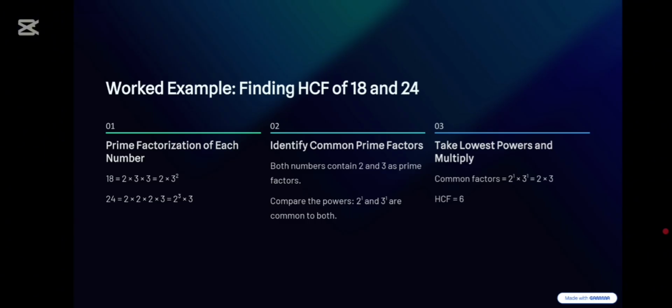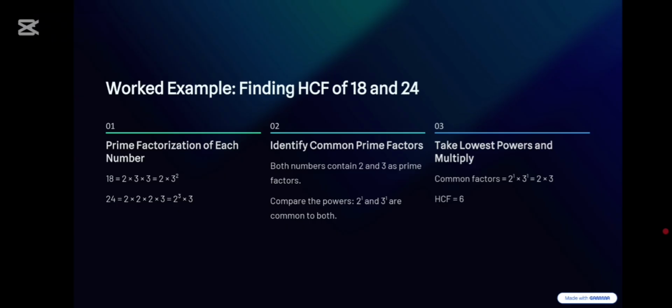Let's look at these examples. Now we have finding the highest common factor. We can either use the prime factorization method or the listing method. The simplest is the listing method, because we're talking of smaller numbers like 18 and 24. These are just smaller numbers.